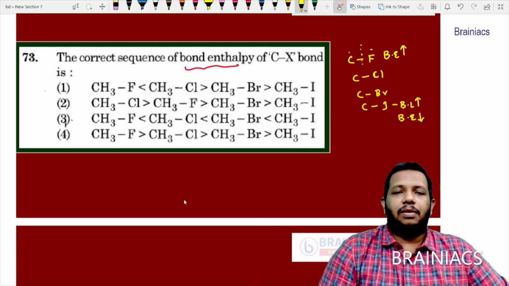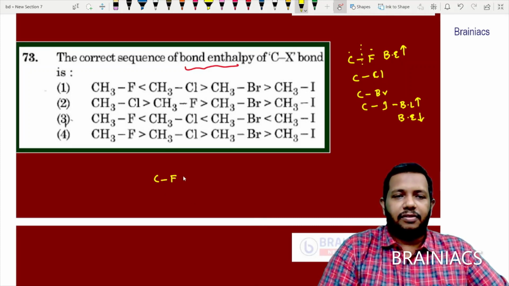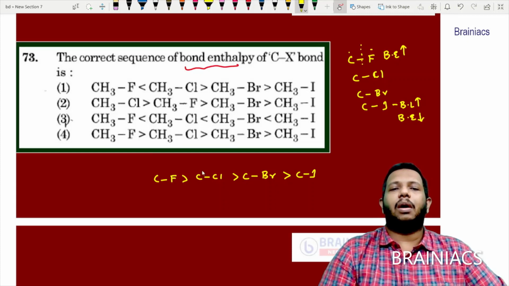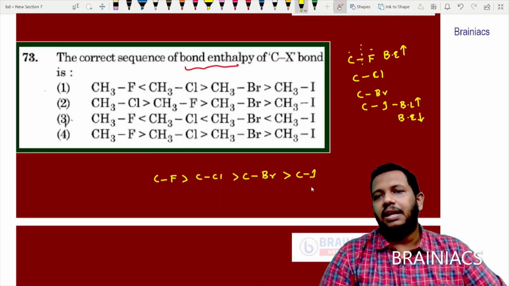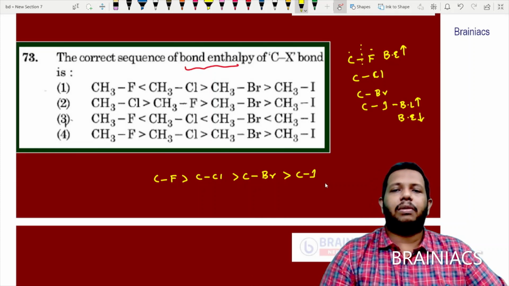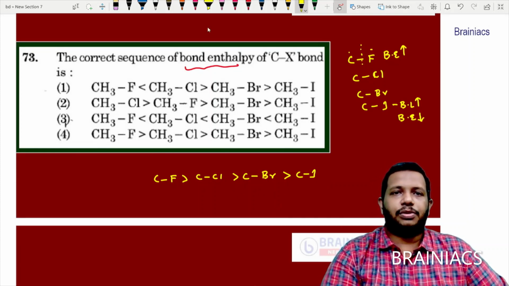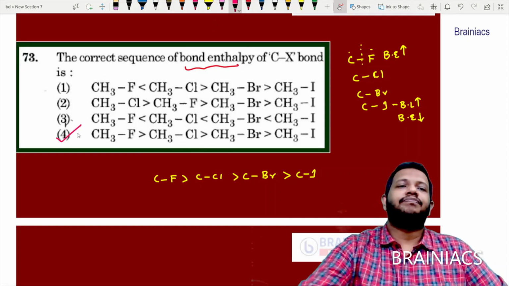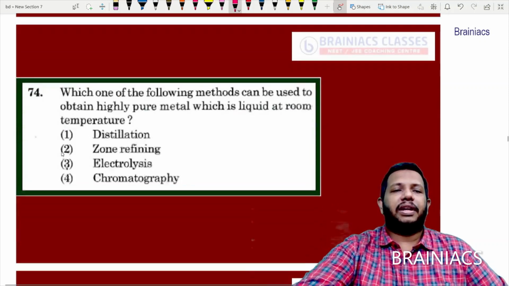So I can say that it will follow the order C-F first, then C-Cl, then C-Br, and then C-I. This will be the order, because on moving down the group, the size of the atom is increasing, the bond length is increasing and the bond energy is decreasing. This will be the answer. So which one is that? Option 4 will be the correct answer for that one. Option 4. Clear? Now let's go to the next question.